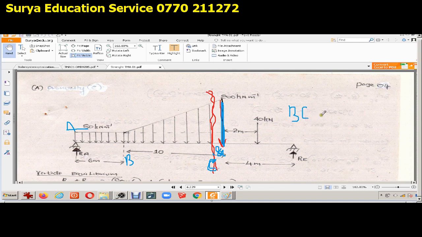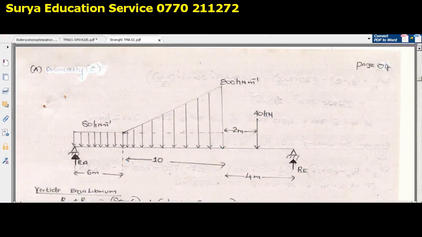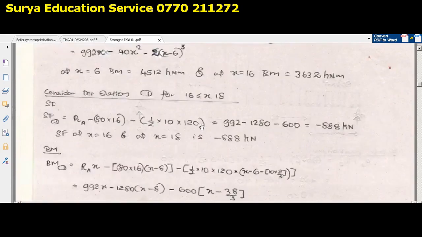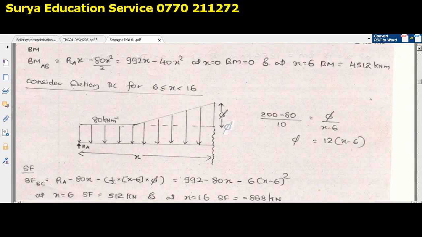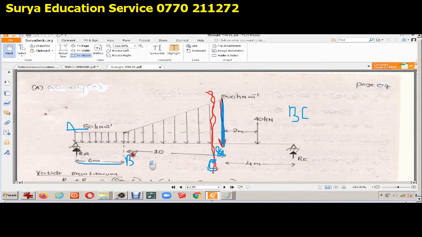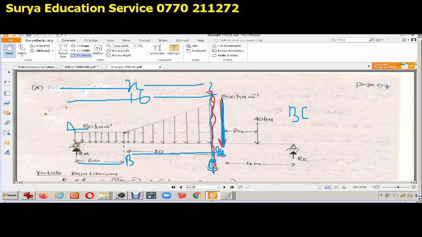So what is the speciality? When you consider this section BC, be very careful how you name it. You name it x greater or equal to 6 and less than 16, because this is 6 and this is 10, so the total length would be 16. You break this part some distance away, and this is the new section that we call x. So the way we denote the section is greater or equal to 6 and less than 16, only up to here. I think now you can understand the section.